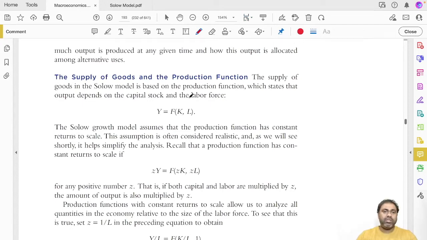So the first thing that Solow says is about the production function, and it has only two variables. The production function implied by Solow had only two variables. One was capital, and the second was labor. So these were the input variables.